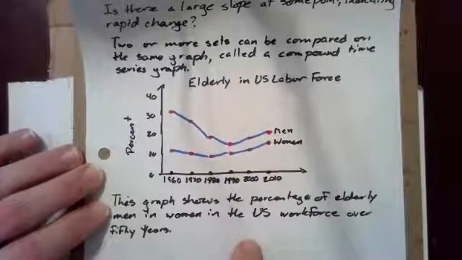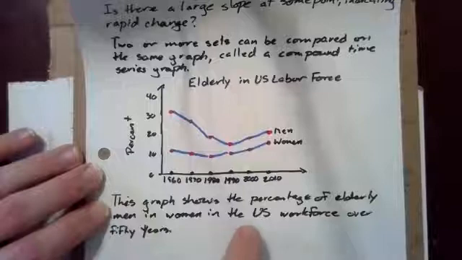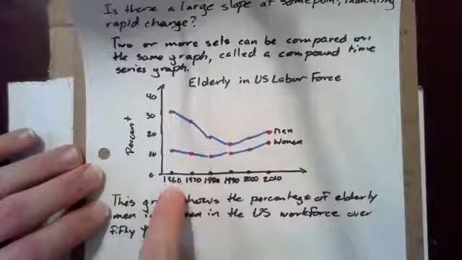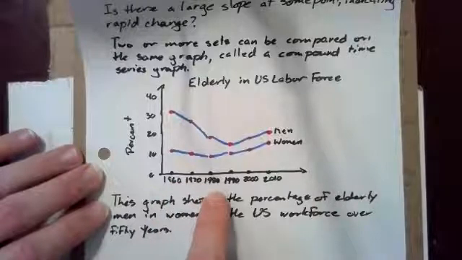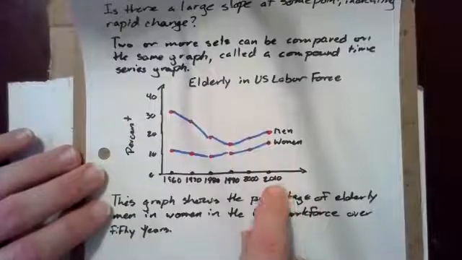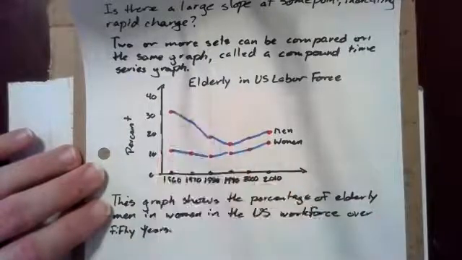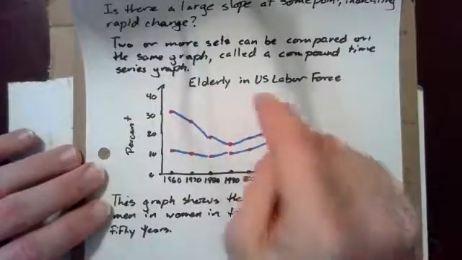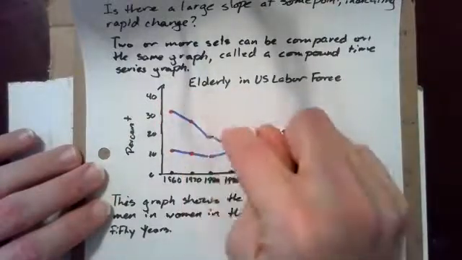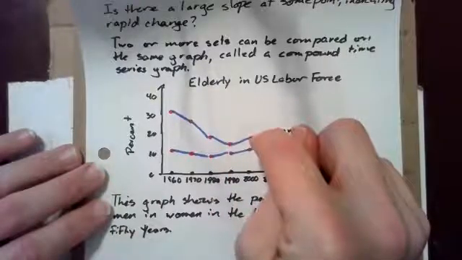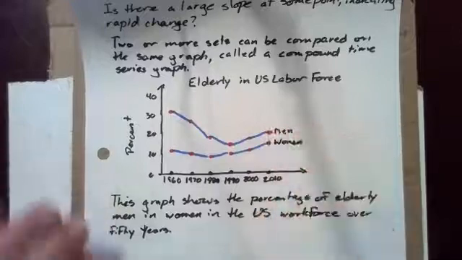For example, elderly women's employment went slightly down from 1960 to 1980 and then started going up slowly until 2010, whereas the number of men employed between 1960 and 1990 was cut better than in half, and then it started to increase slightly as well.